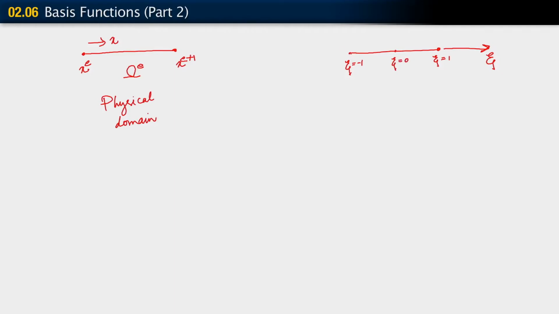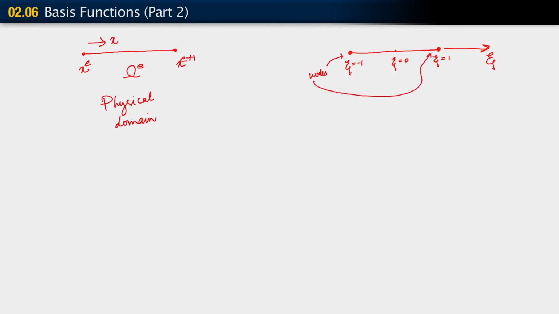It's important to note that I have not introduced 3 nodes. The nodes that I think of are still xi equals minus 1 and xi equals 1. I've just marked the midpoint. The midpoint is not a node. So these are the nodes.